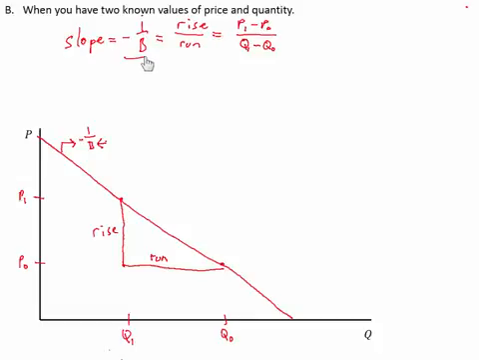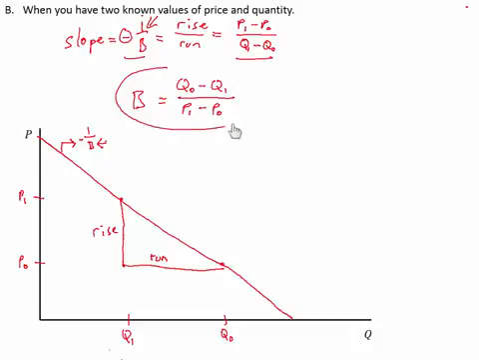Now, if -1 over b is this expression, then we can just multiply it by -1 and take its reciprocal, and what we get is that b is equal to Q0 minus Q1 divided by P1 minus P0. And we have our expression for the b parameter in the linear model as a function of our real-world observations of quantity and price.